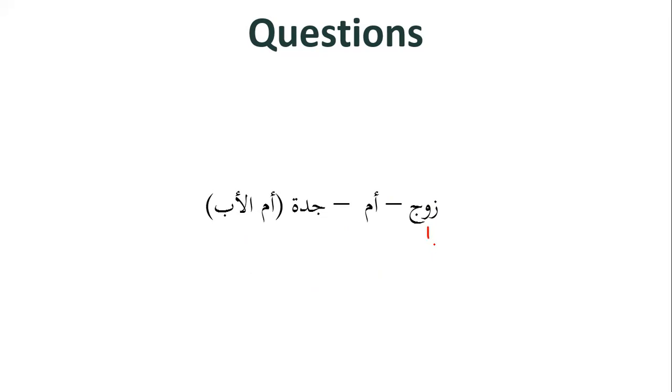In this question, the Zawj receives a half. The Umm would receive a 1/3. And Jaddah would be mahjub because when the Umm is present, the Jaddah becomes mahjub.